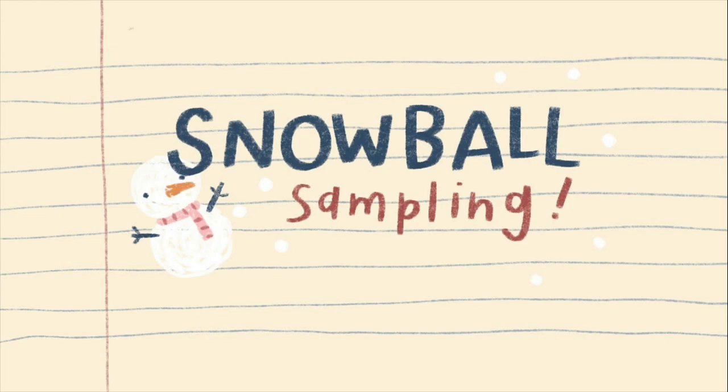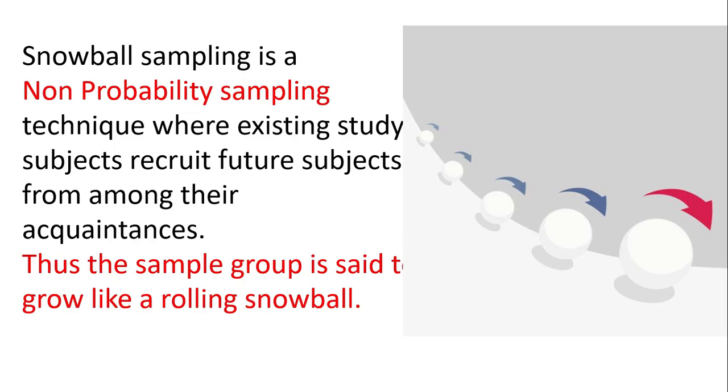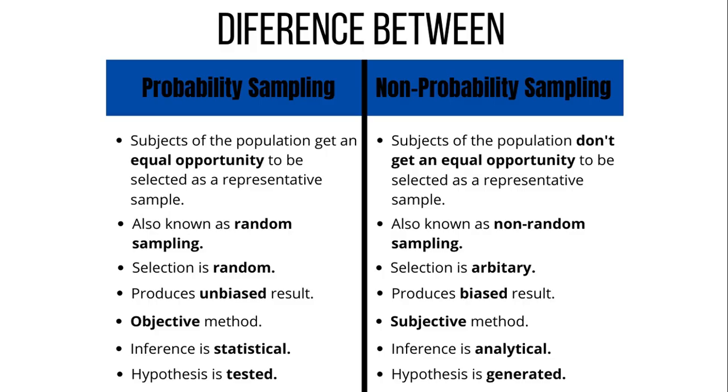Today we are going to discuss snowball sampling. First of all, we should know what we mean by snowball sampling. Actually, snowball sampling is a non-probability sampling. So what do we mean by non-probability sampling? That is another question raised here. So we can go on to understand what we mean by probability sampling as well as non-probability sampling.